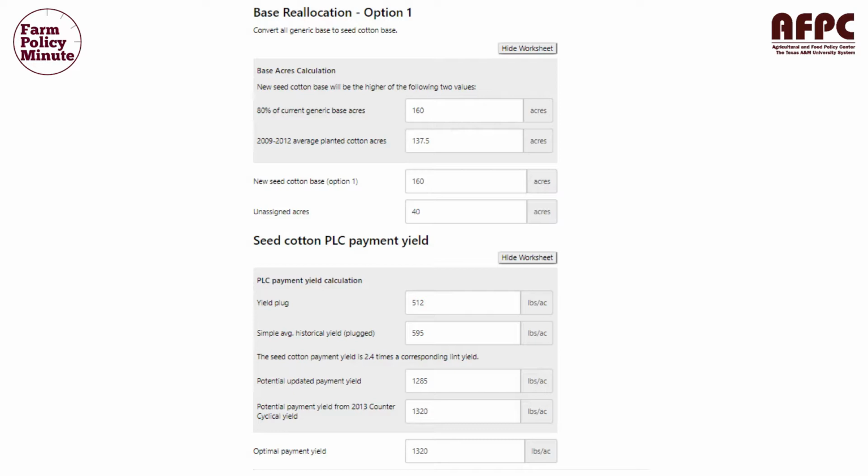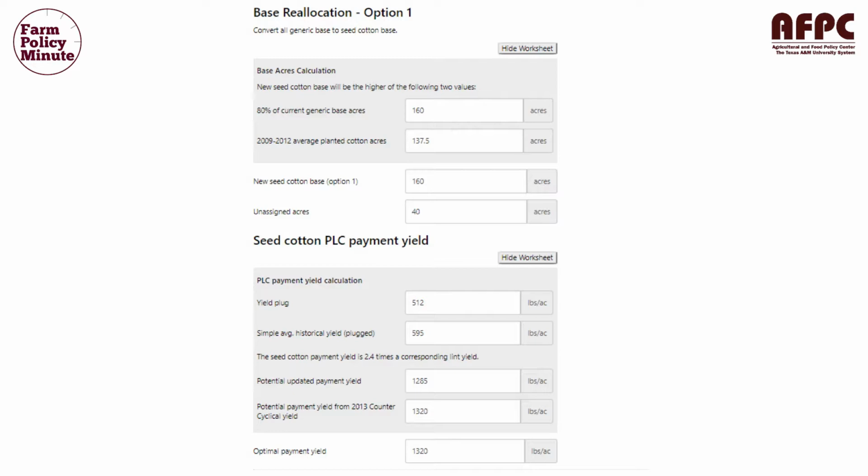It's done the calculation. Option 1, the very first calculation is you get 80% of your current generic, no questions asked. If you want that, that's what you can have. In this example, it was 160 acres. Or you can have whichever one's higher, between 80% of the current generic or the average of the 2009 to 12 planted or considered planted acres, which in this example is 137.5. You get to keep the higher. You would want the higher. So your option, if you use option 1, would be to have 160 new base acres of seed cotton.